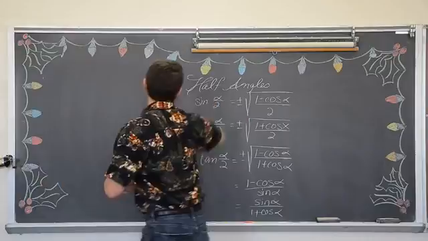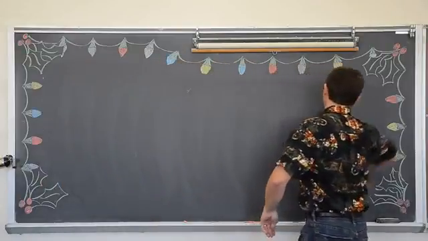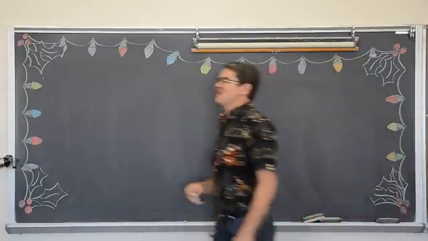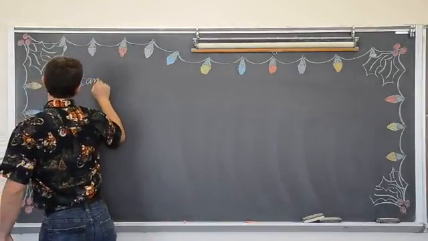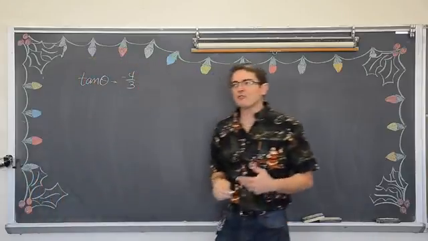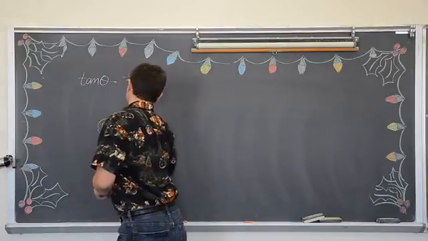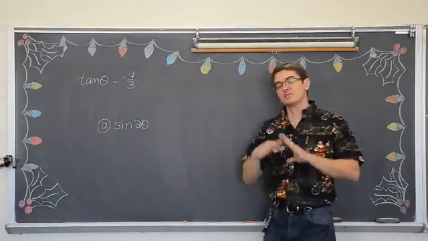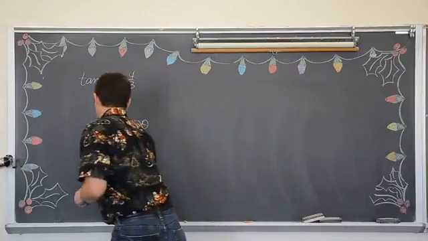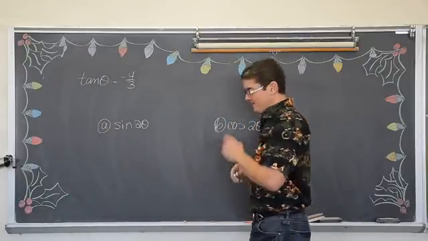So let's do that. The first question I would like to take a look at with you today is: the tangent of theta is equal to -4/3, and from that information we're going to find the sine of 2 theta. So we're going to evaluate an angle that's literally twice as big, and we're also going to evaluate the cosine of 2 theta.